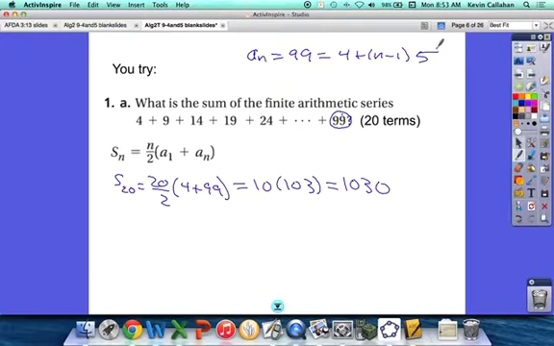To me, that's kind of early on in the section to be asking that kind of question. There ought to be a few where you've got all the pieces and you can plug them in. But that is the way it is. I added the 20 terms because I didn't want us to have to calculate that. So you would have to use the formula for A sub n.